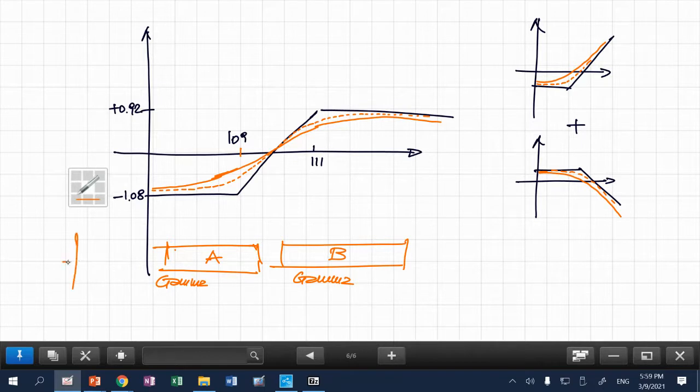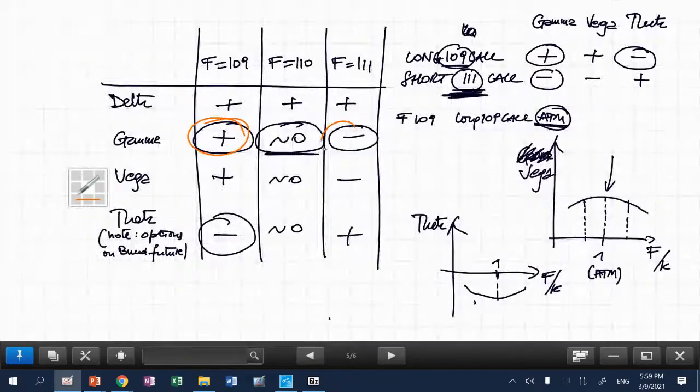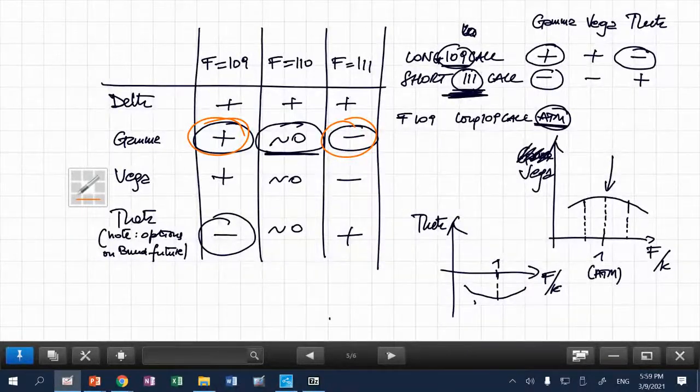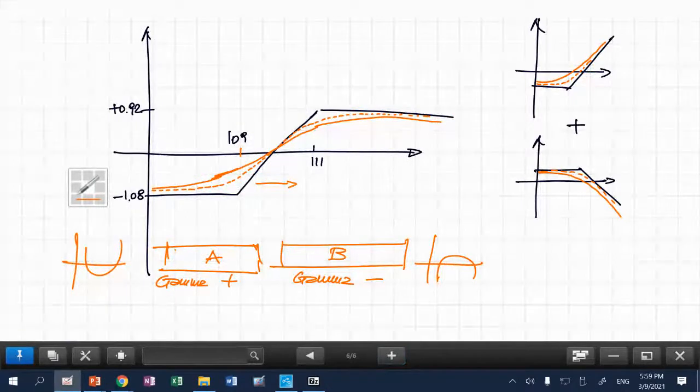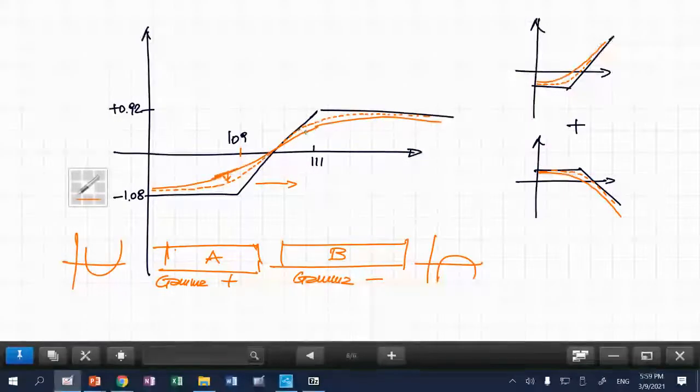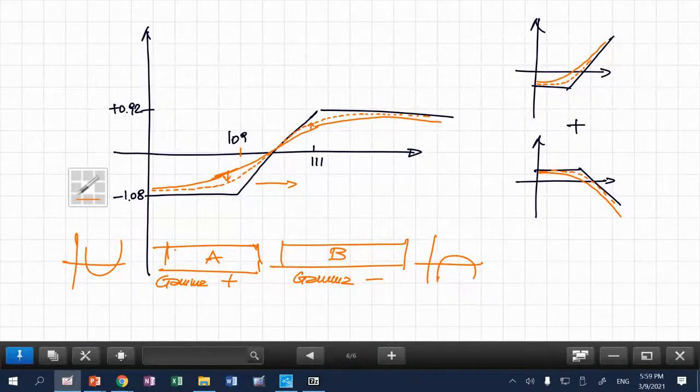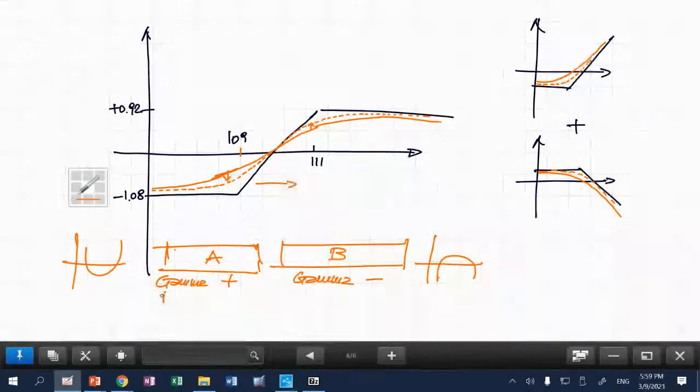In this region, I have a U-shaped function, I'm gamma positive. In region B, I have an inverse U-shaped function, I'm gamma negative. As you see, I turn positive to negative as I cross 110, okay? Which was exactly what we see from here. It starts from being gamma positive and then becomes gamma negative, okay? Now, the fact of what happens if I move closer to maturity gives you the intuition about the theta.